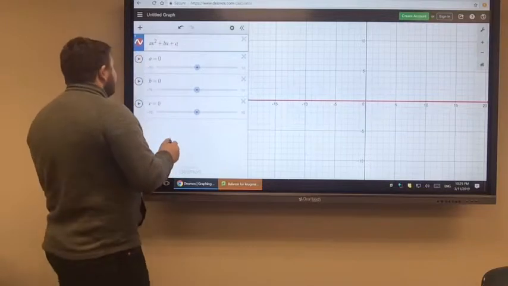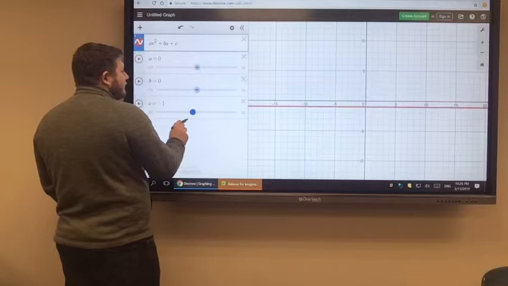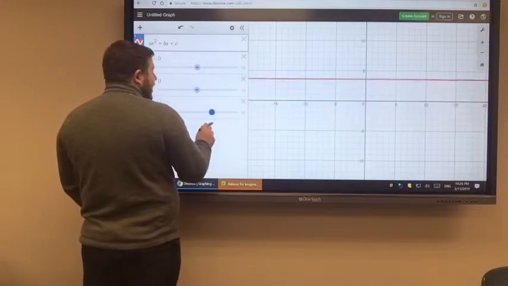Now let's move on to c. And c should be quite obvious. It's the y-intercept. So you just move that around and you get the y-intercept.